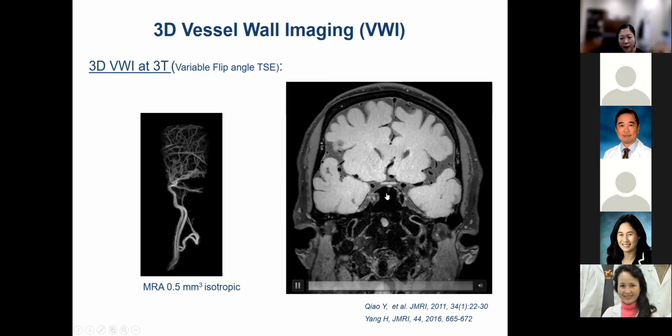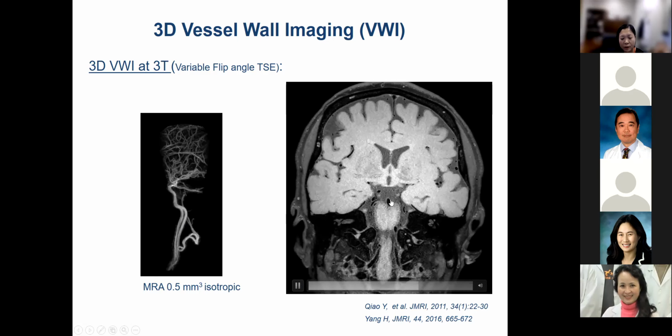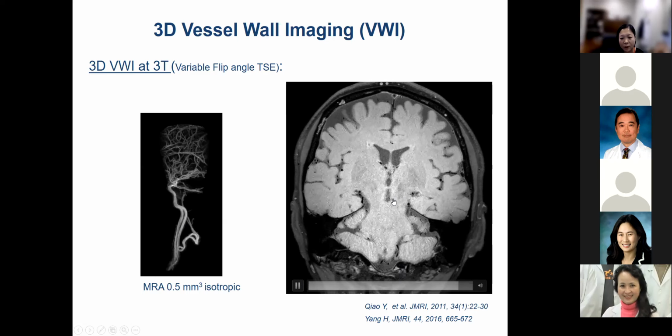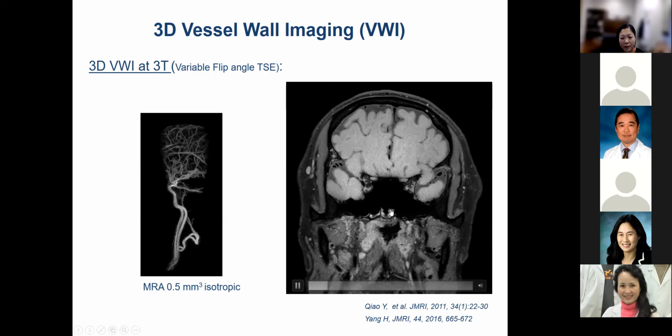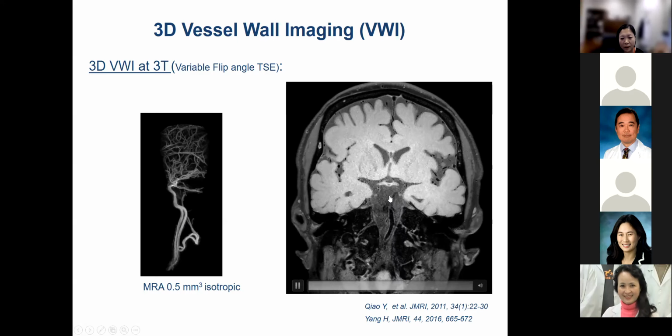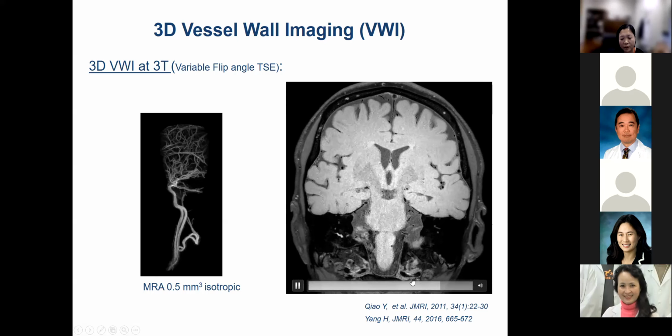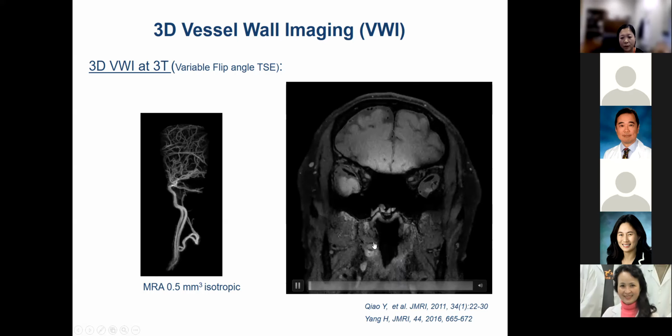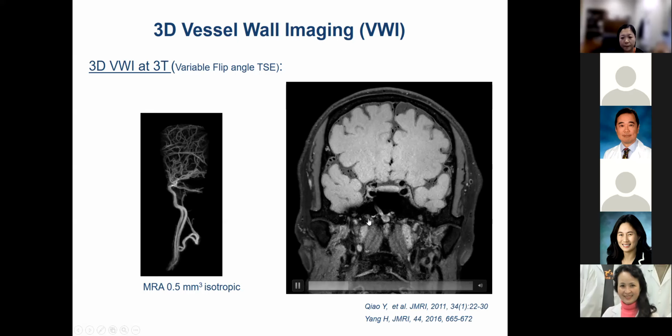Achieved 0.5 resolution vessel wall imaging. You can see that nicely the vessel lumen has been highlighted. This is lumen, this is internal carotid artery. Here is the basilar artery and vertebral arteries. And so 15 minutes left.